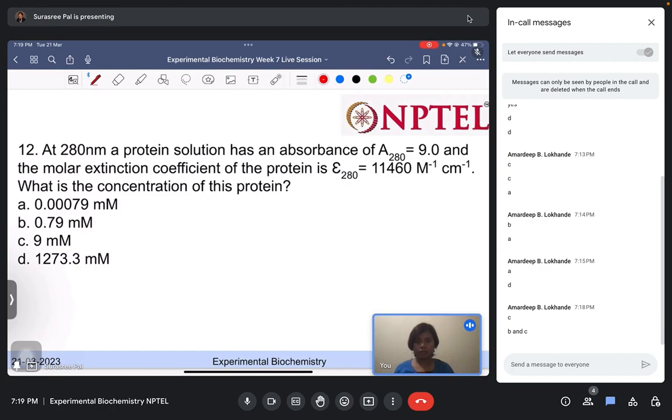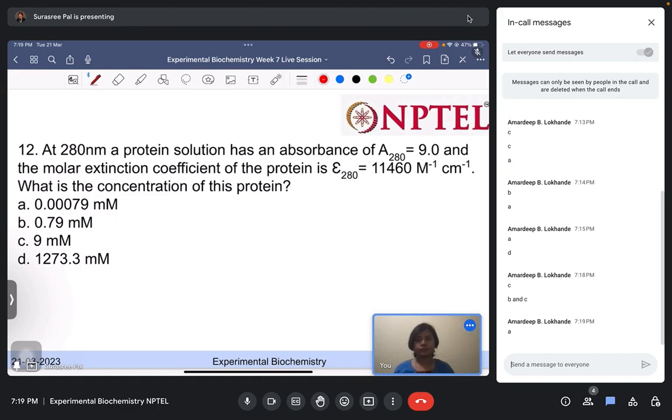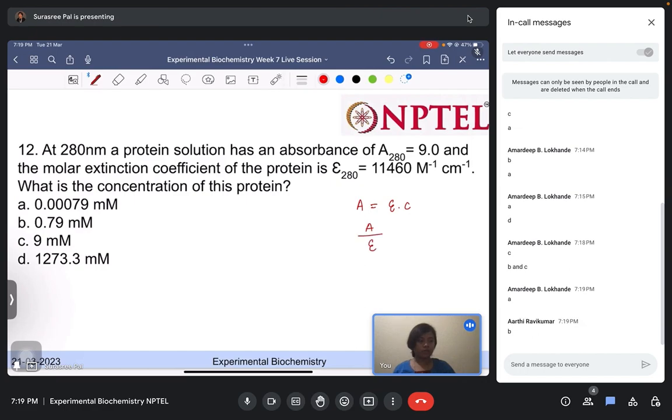So this is a sum where you have to determine the concentration of the protein, the absorbance, and the molar extinction coefficient is given. So how to determine that? By using the Lambert-Beer law, which is absorbance equals molar extinction coefficient into concentration. So by dividing absorbance with molar extinction coefficient, we can determine the concentration. And here the correct answer is 0.79 millimolar.